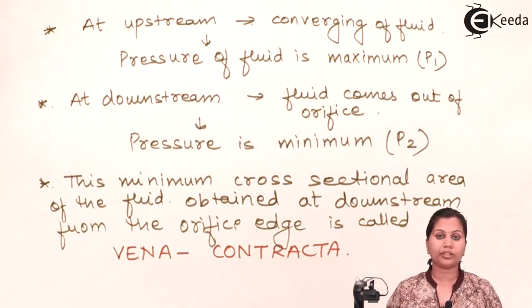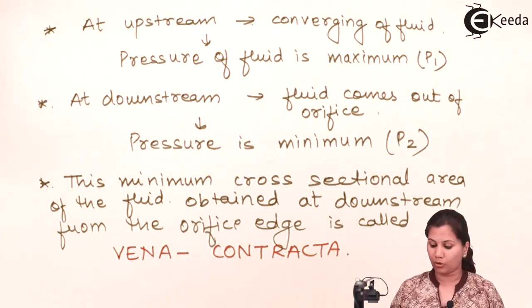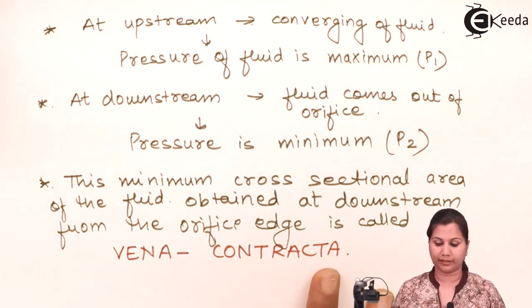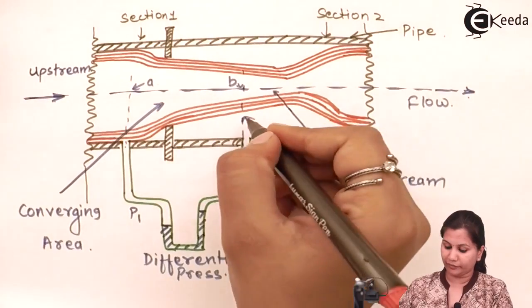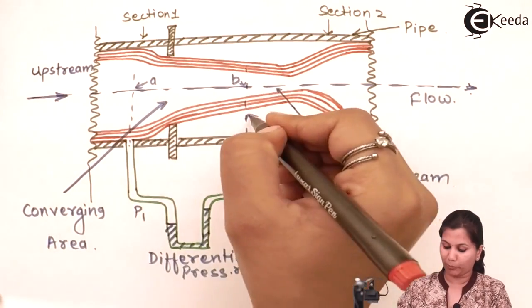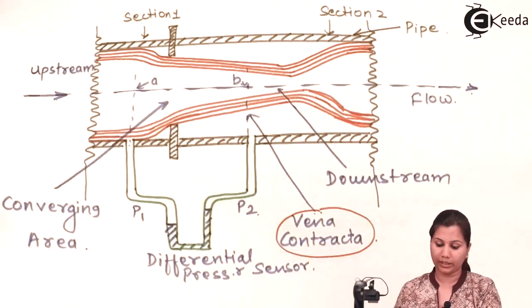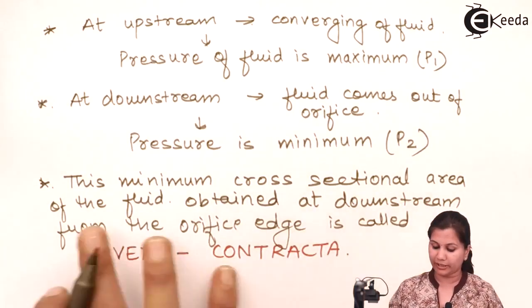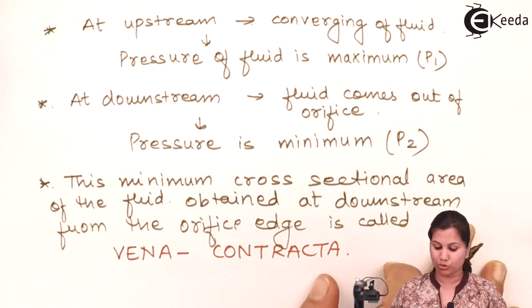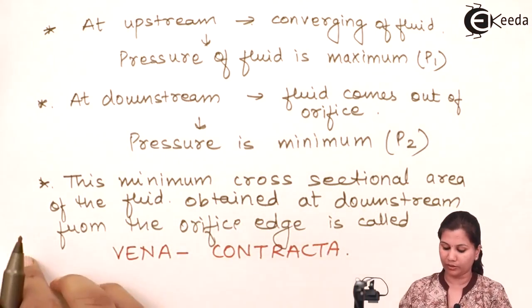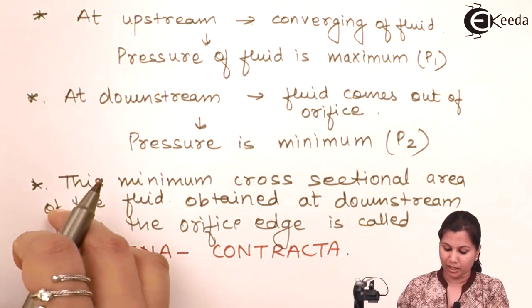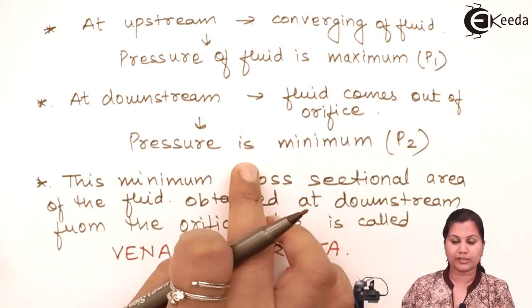Now this point of the minimum pressure is called the vena contracta. You can see here that where we are measuring the pressure P2, this point is called the vena contracta. So this minimum cross-sectional area of the fluid obtained at the downstream from the orifice edge is called vena contracta. Now we have got the two pressures P1 and P2. With the help of the U-tube manometer, we are going to find out the differential pressure.